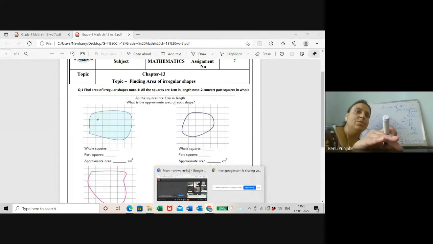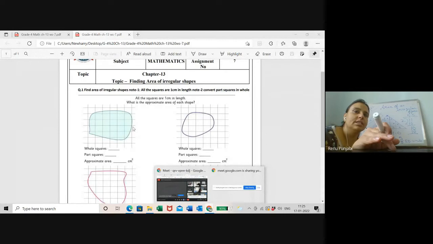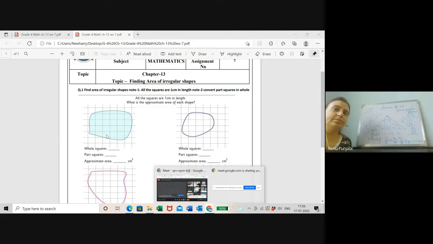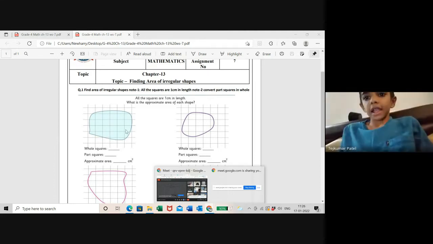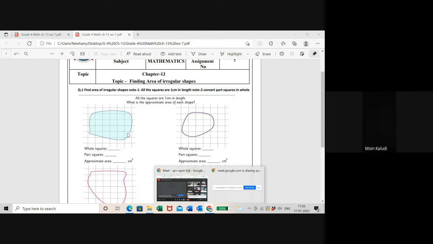Let me count. See, 1, 2, 3, 4, 5. We can count this also. 6, 7, 8, 9, 10, 11, 12, 13, 14, 15. 15 full squares. And how many half squares are there? Ma'am, 12. Ma'am, 16. Write in the chat box. But I am also counting.